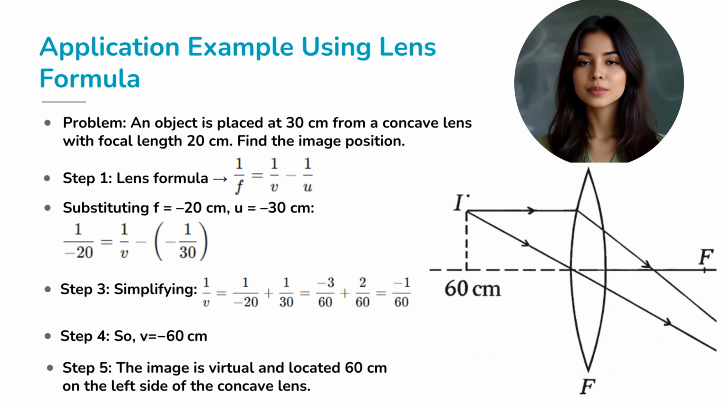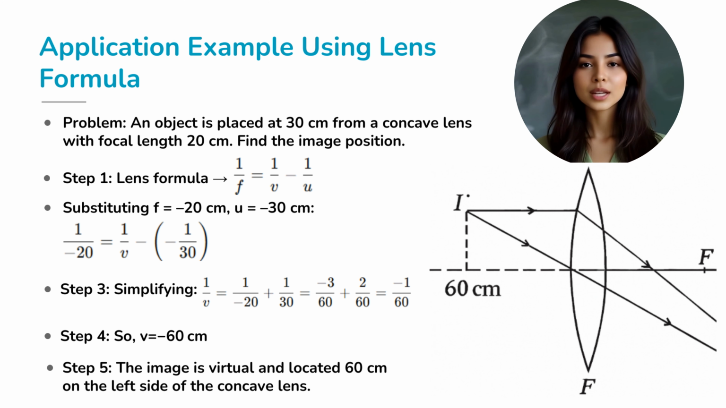Step 3. Simplify. 1 by v equals 1 by negative 20 plus 1 by 30. Taking the LCM, that becomes negative 3 by 60 plus 2 by 60, which equals negative 1 by 60. So, 1 by v equals negative 1 by 60. Step 4. Take the reciprocal. That means v equals negative 60 centimeters.